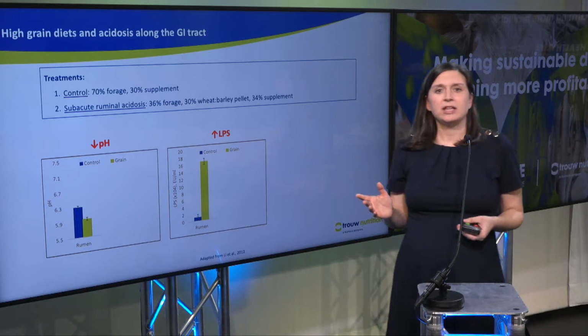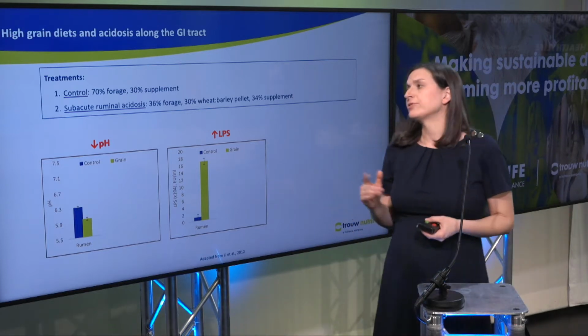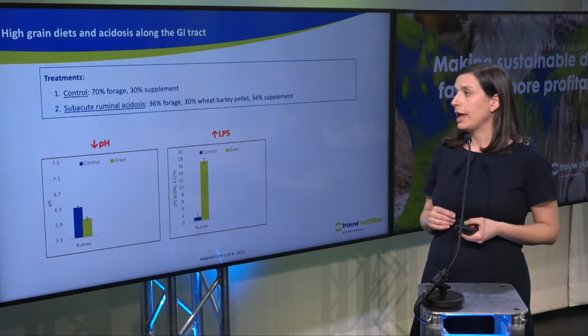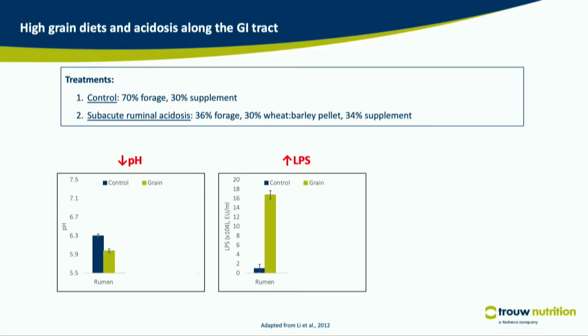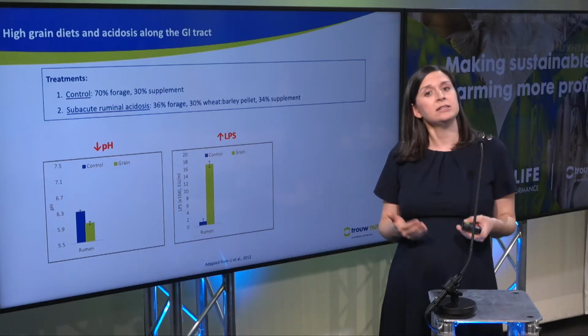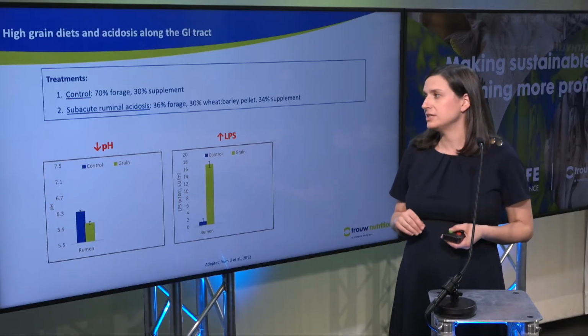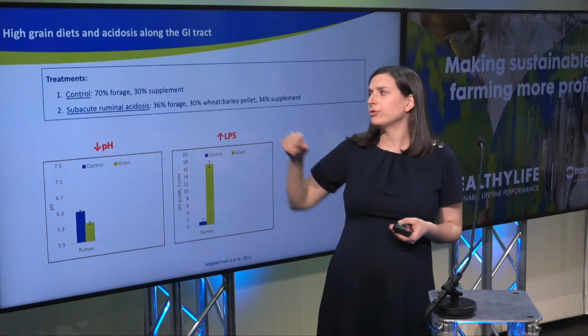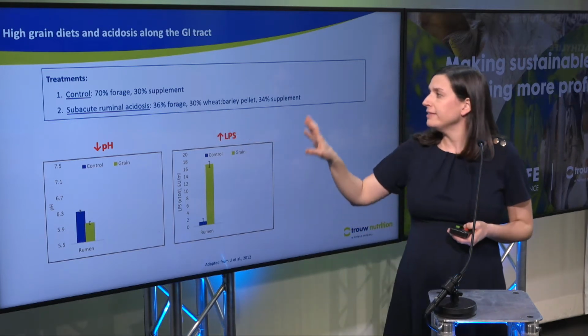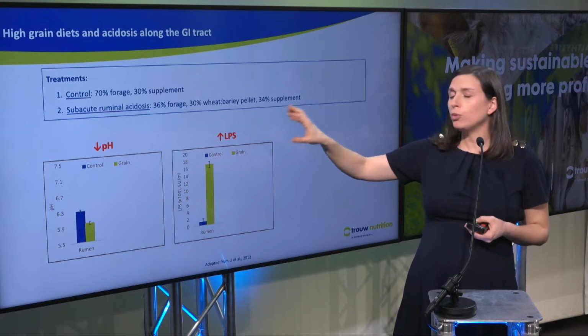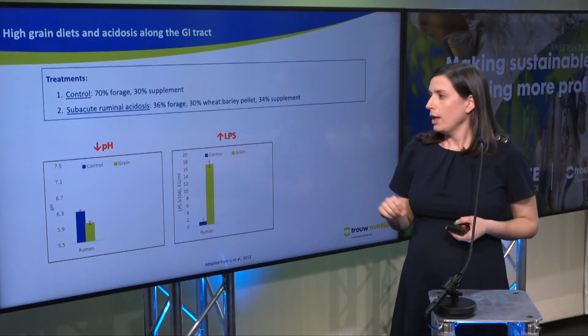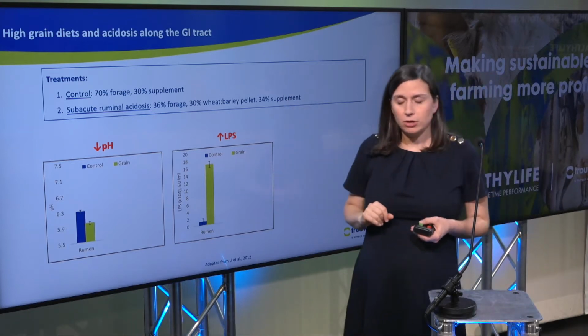This is well illustrated by this study from the Plaisir lab in Canada. Here they used two treatments. They had control cows on a 70% forage diet, represented by the blue bars in the graphs. And then they had animals on a diet intended to induce subacute ruminal acidosis. These ones had a little bit over 35% forage, and they also had a pellet with wheat and barley. Those are represented by the green bars in the graphs.